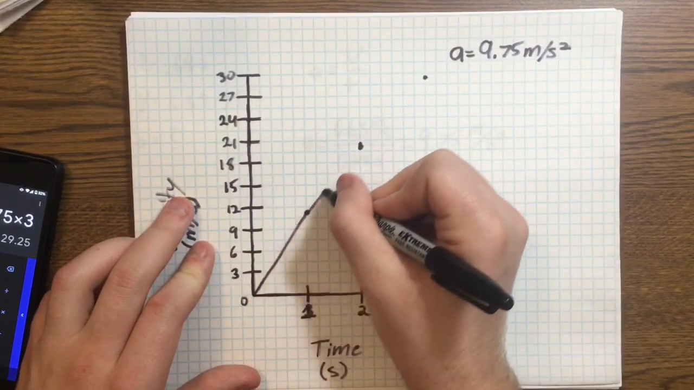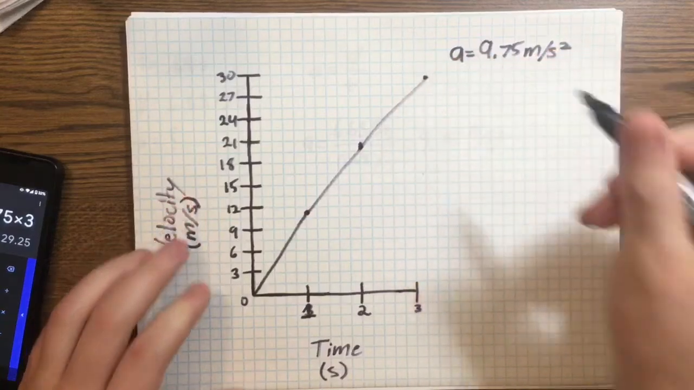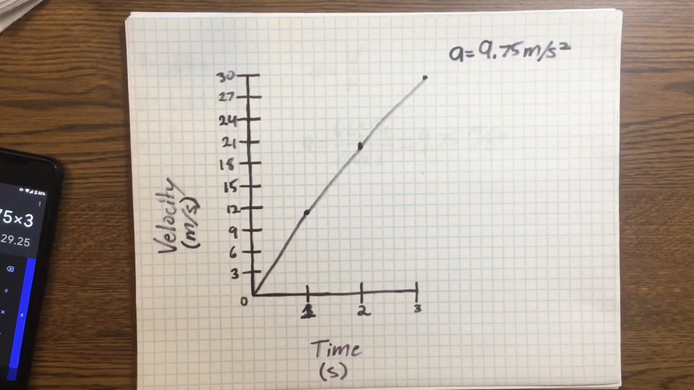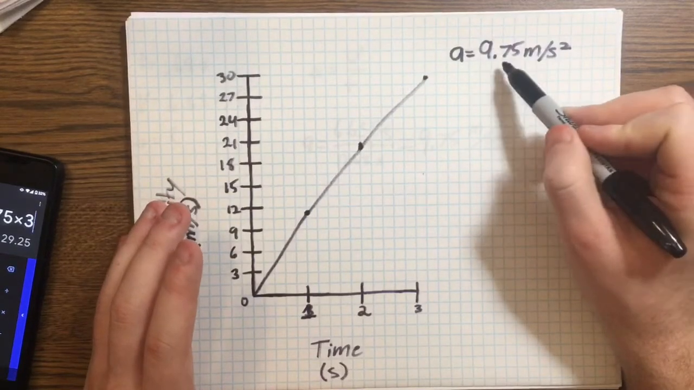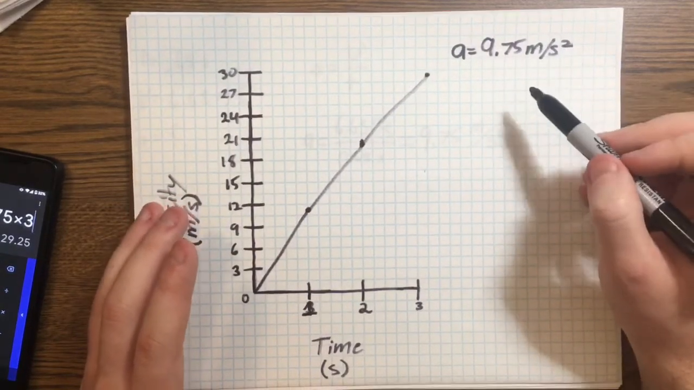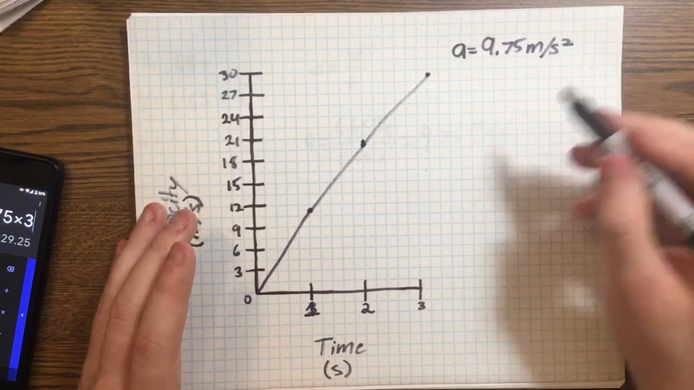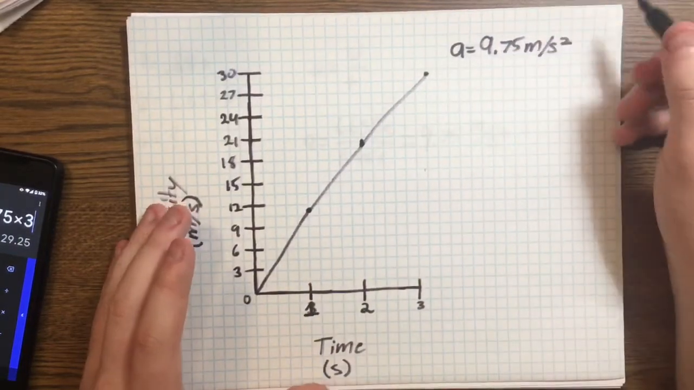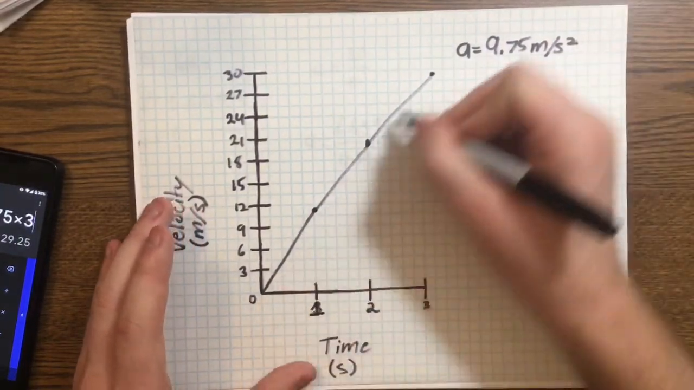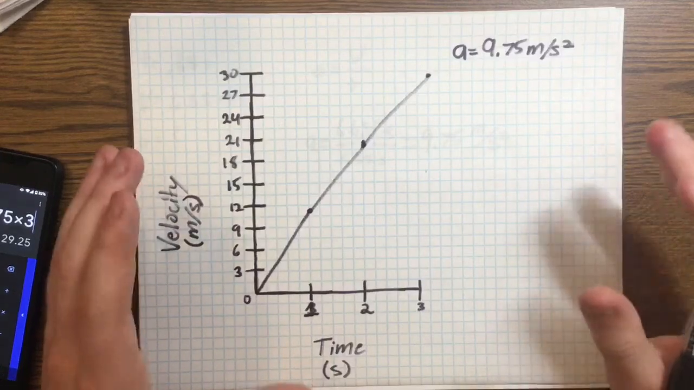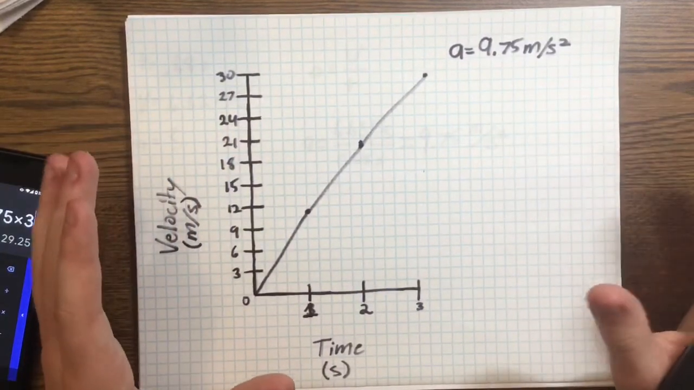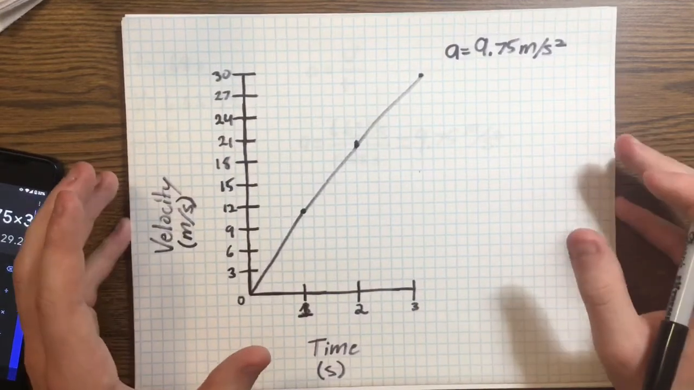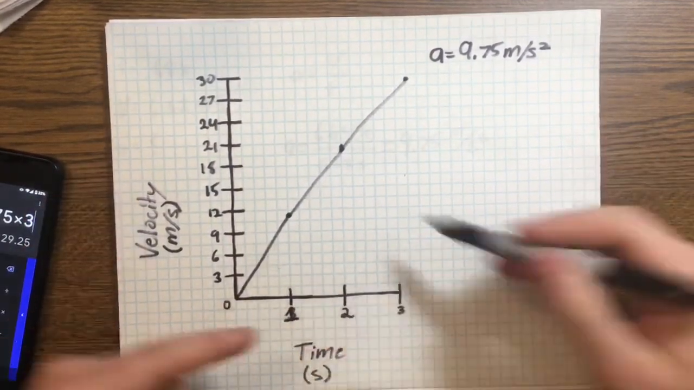Connect my dots. And that's my equation. That's my graph. Every second, it's going 9.75 meters per second faster. So, acceleration of 9.75 meters per second squared, this is what the graph would look like. So, on your homework, you're going to have to do something similar. I'll get a picture of graph paper that you can put into Notability so that you can actually make your graph.